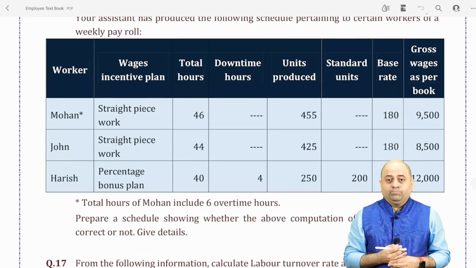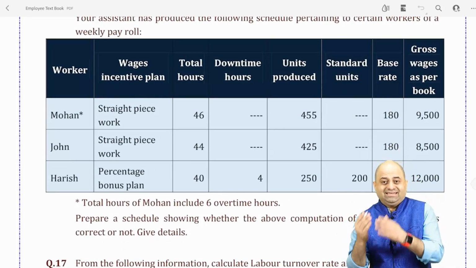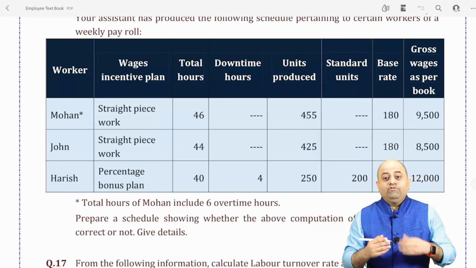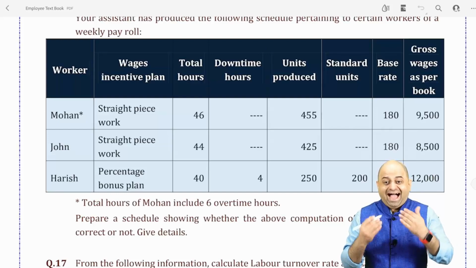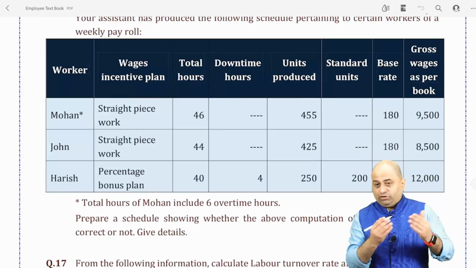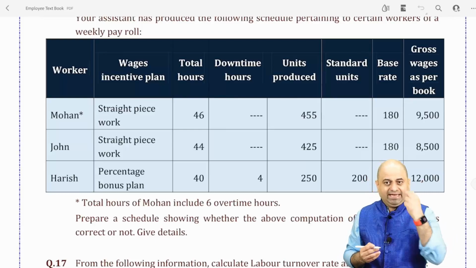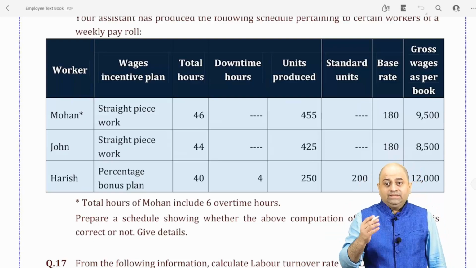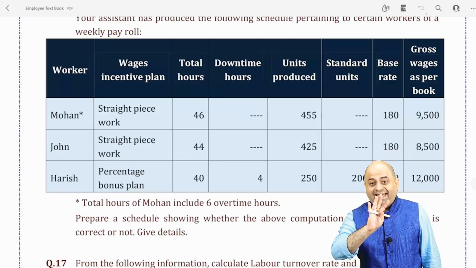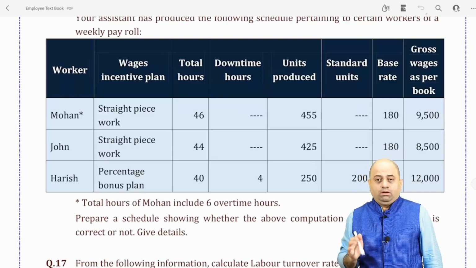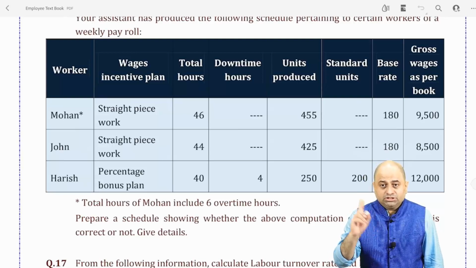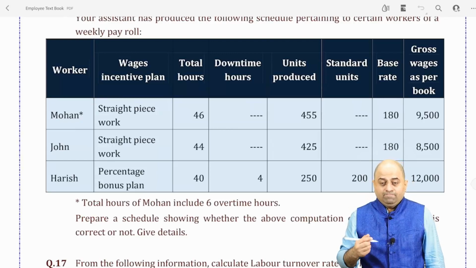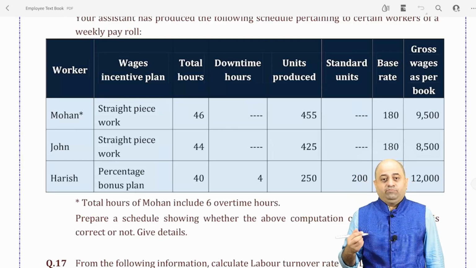A point to remember here is that we have assumed that downtime hours are included in total hours. That is first point. Second, we are given that Mohan's wages are including overtime. So for 6 hours, we need to give overtime wages. Third point, what we need to understand is that for John, it is implied that 4 hours will be overtime wages. No one will tell you that. That you will have to understand on your own. So for all 3 workers, you first calculate minimum wages.